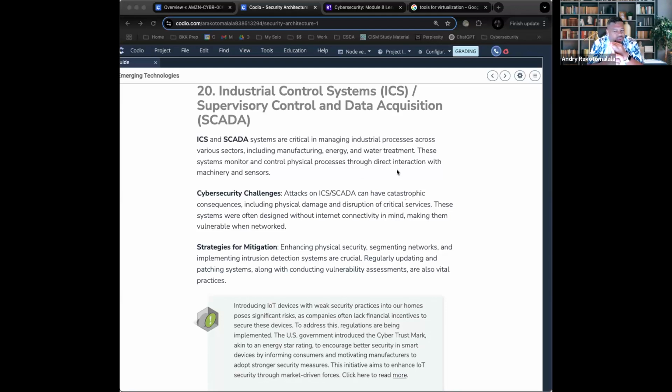Now, the reason why these systems need to be protected is because they were originally built for reliability, not security. There's a difference. Reliability means that we can rely on them. However, they're not as secure. Many of them are using a lot of outdated systems.